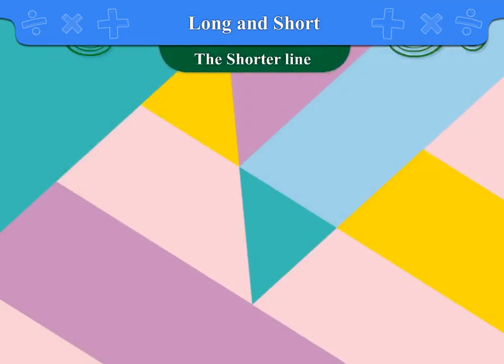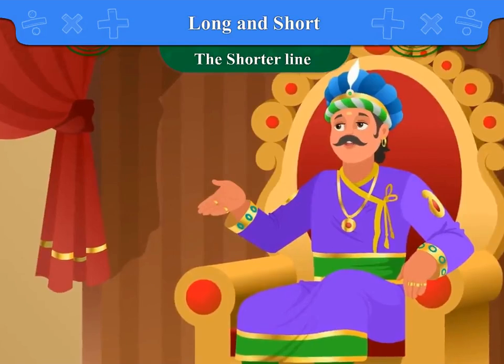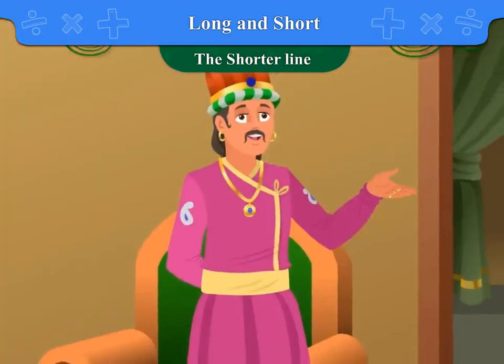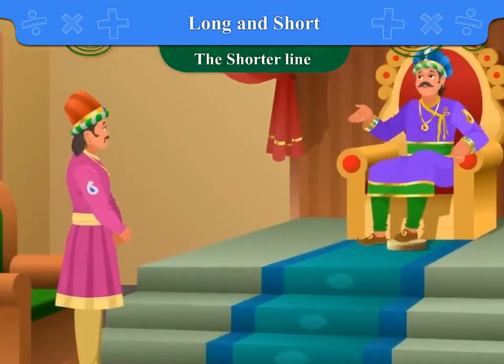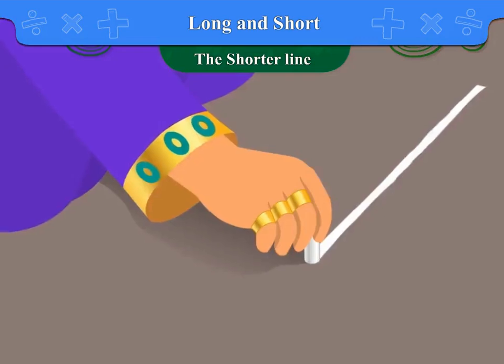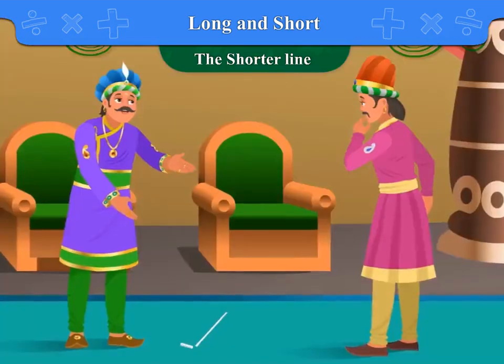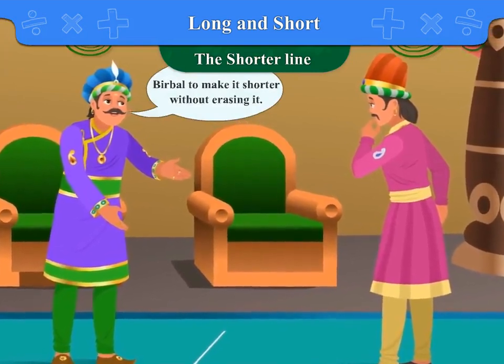The shorter line. We find the distance between the 2 points. Now we will learn how to shorten a long line. Akbar was a famous king. His minister called Birbal was very smart. Once Akbar posed a very difficult question to Birbal. He drew a line on the floor and asked Birbal to make it shorter without erasing it.